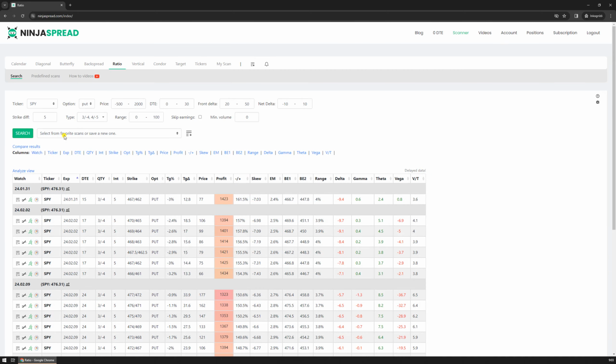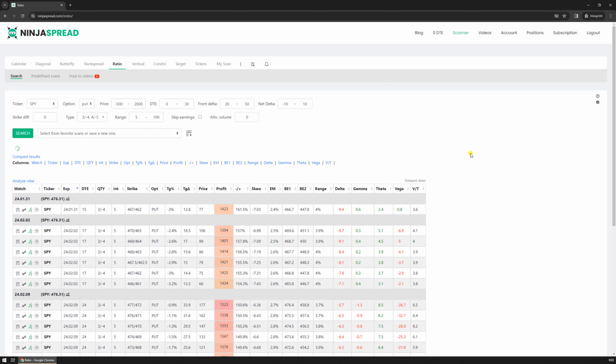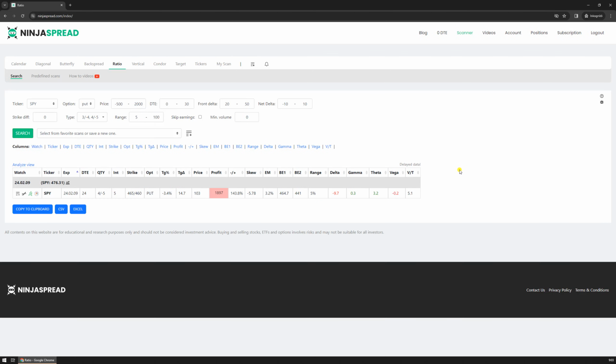So with this setup, we were only looking for ratio spreads with a strike difference of 5. What if we don't know how far the strikes should be? Then I would use 0, which scans for all the combinations. Then I would also need to at least say the range between the break-even points and the price. I'm not sure about the price. Let's see how much it finds.